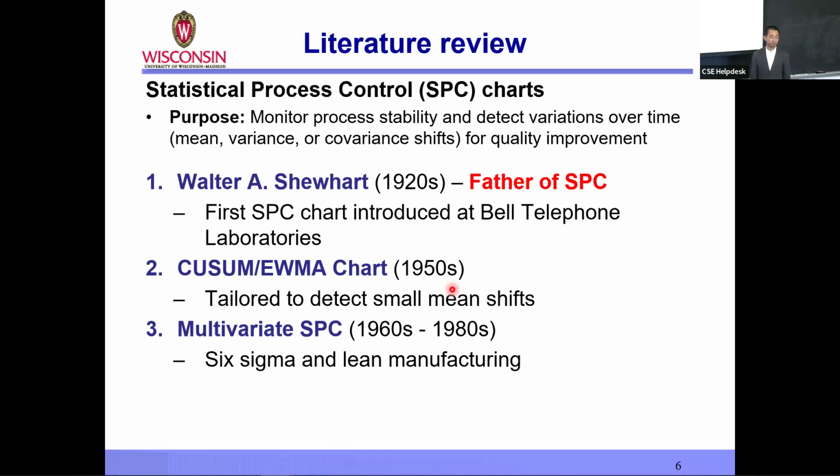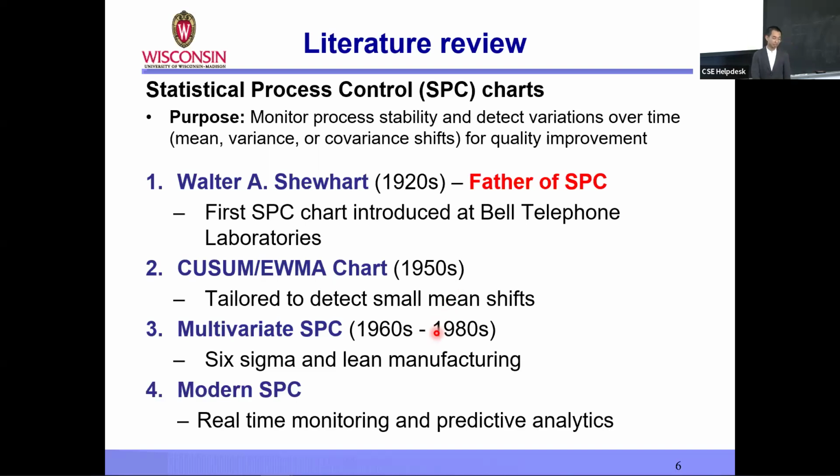And from the 1960s to the 80s, multivariate SPC emerged, allowing companies to monitor multiple variables at the same time. This time period also saw the rise of Six Sigma and lean manufacturing, which integrate SPC into continuous improvement strategies. And today, SPC has evolved into real-time monitoring and predictive analytics empowered by AI and big data. So modern SPC can not only monitor variations, but also predict potential failures before they occur.